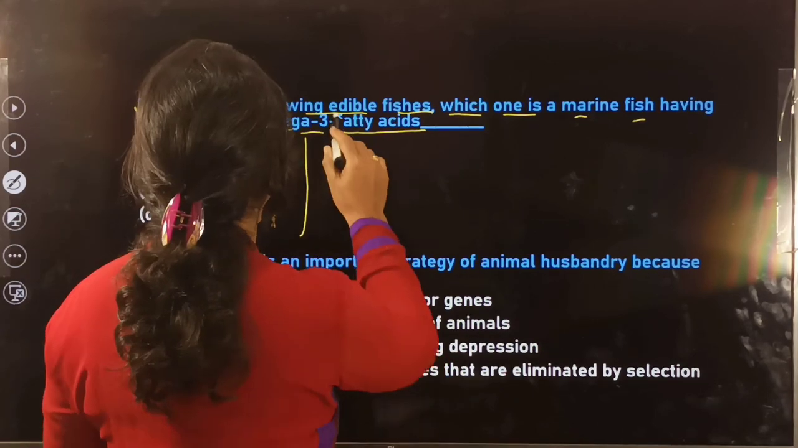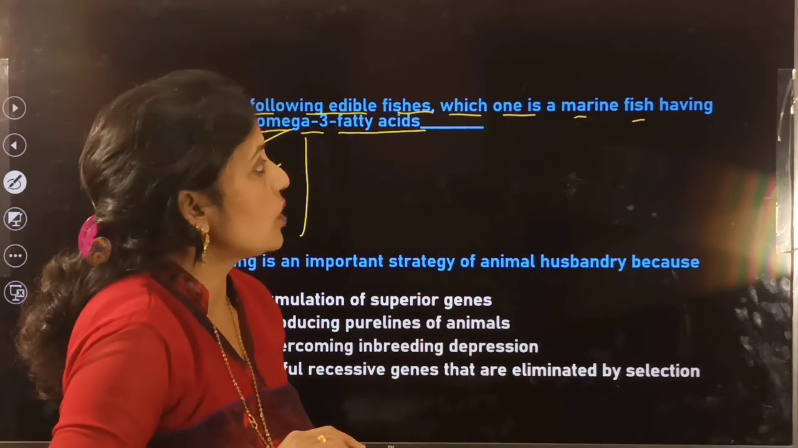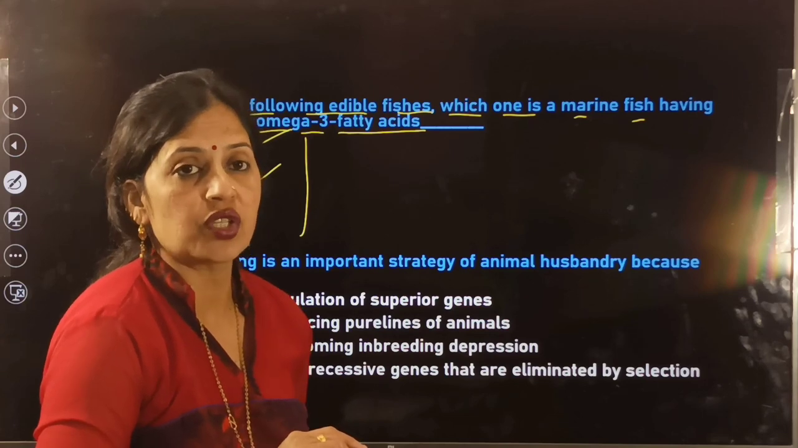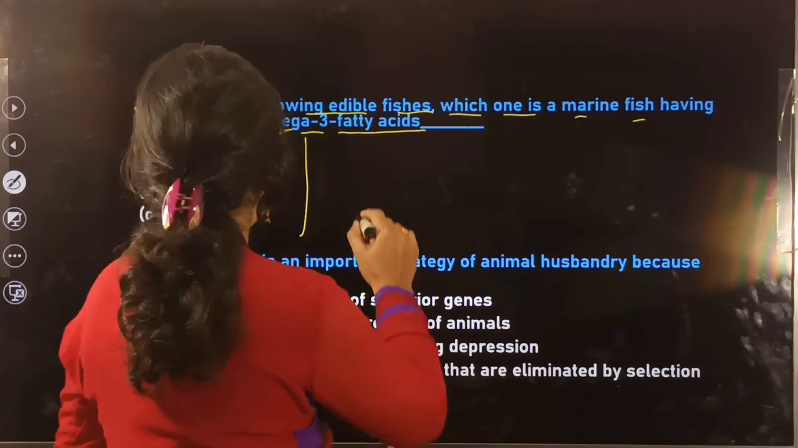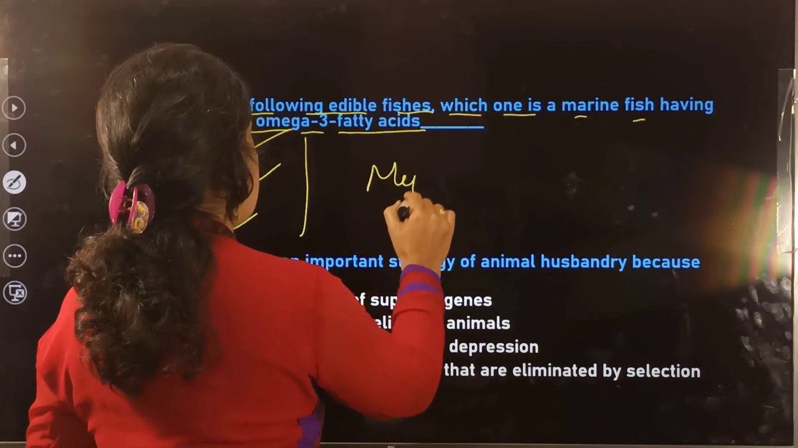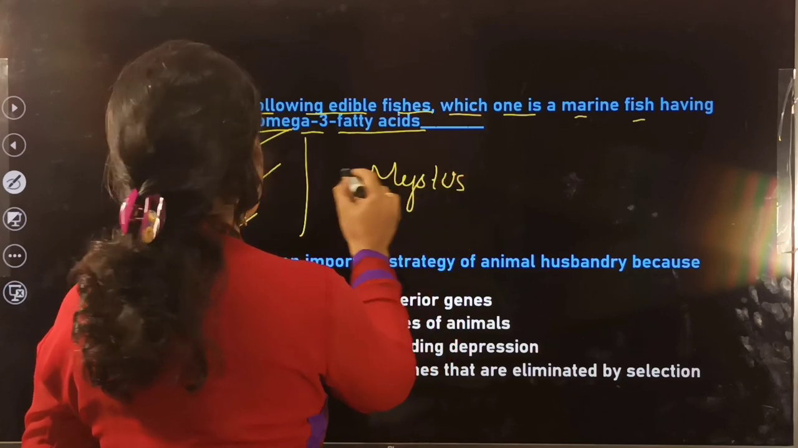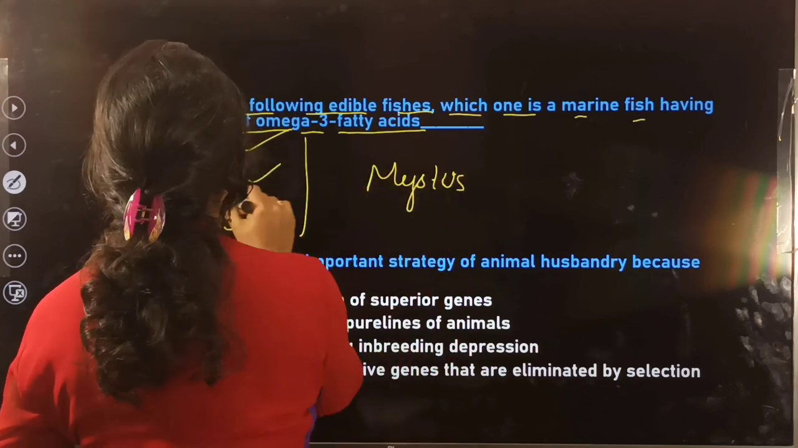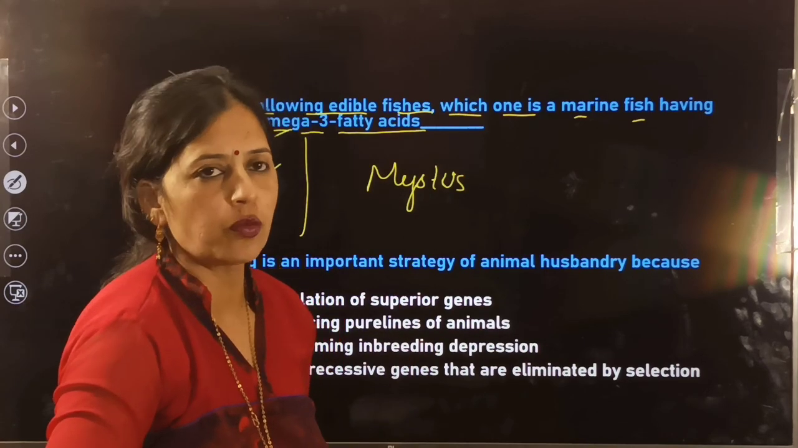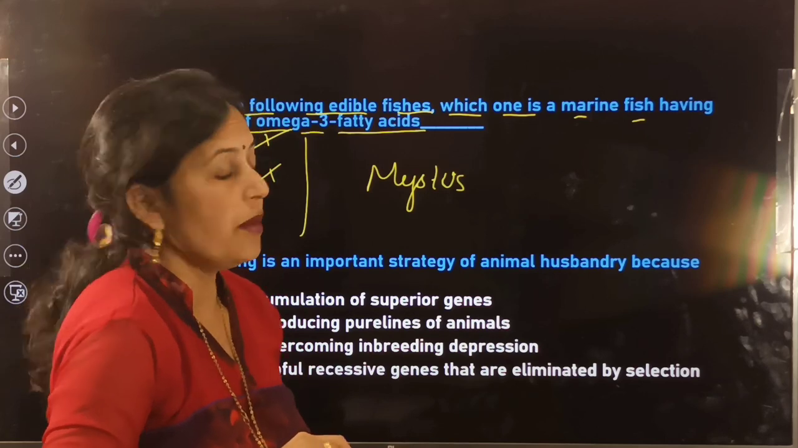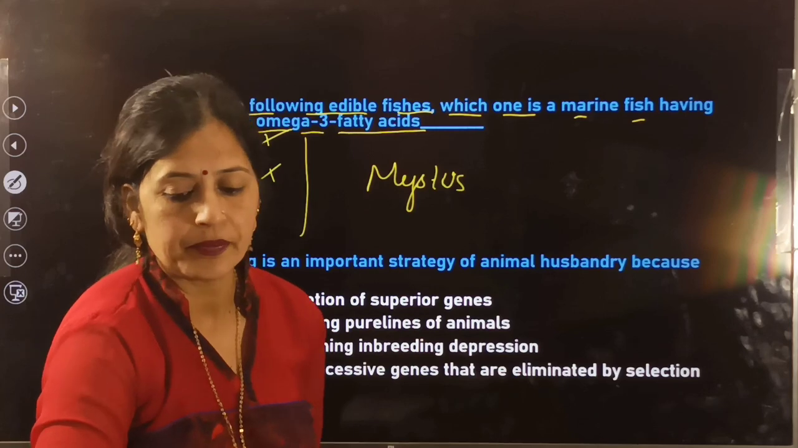So out of the following edible fishes, the fish that is a marine fish having a rich source of omega 3 fatty acid is the mystus. So option C is the right answer for question number 3. The rest are the wrong options. So mystus is the marine fish having a rich source of omega 3 fatty acid.